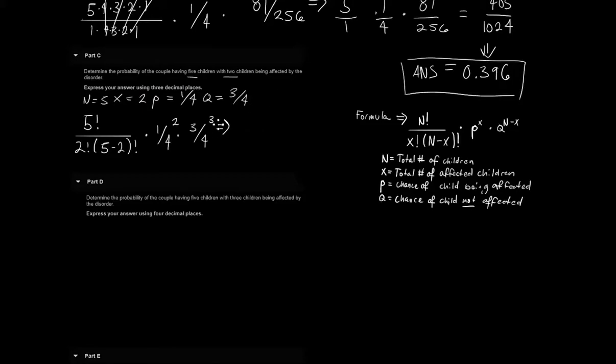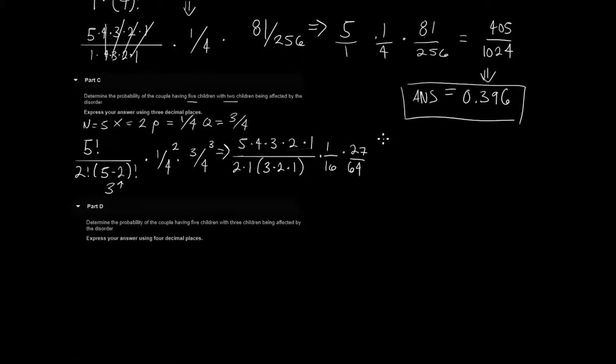Now, when we simplify this, just like with the other problems, we can simplify a bit. We're going to get 20 over 2 times 1 over 16 times 27 over 64. We can simplify this 20 over 2 to 10. When we calculate this, it's going to be equal to 270 over 1024.